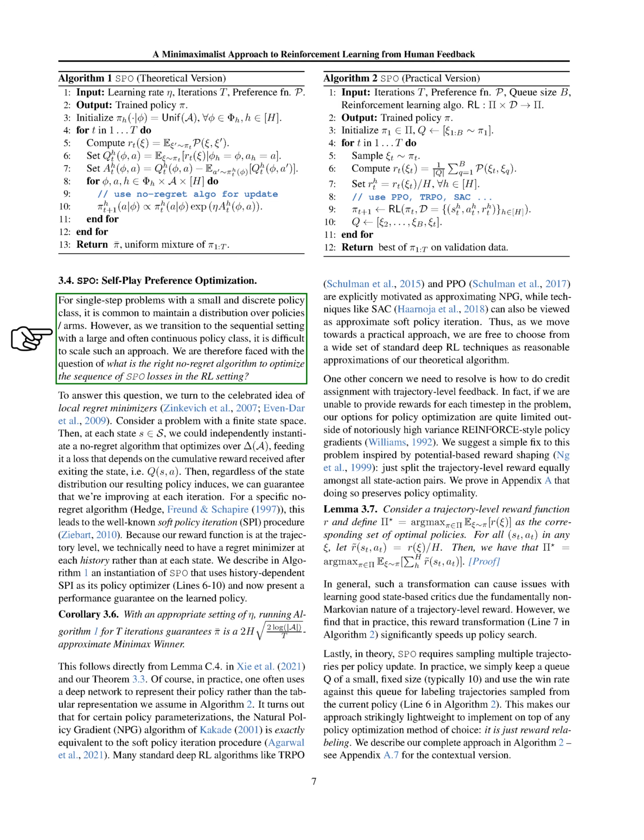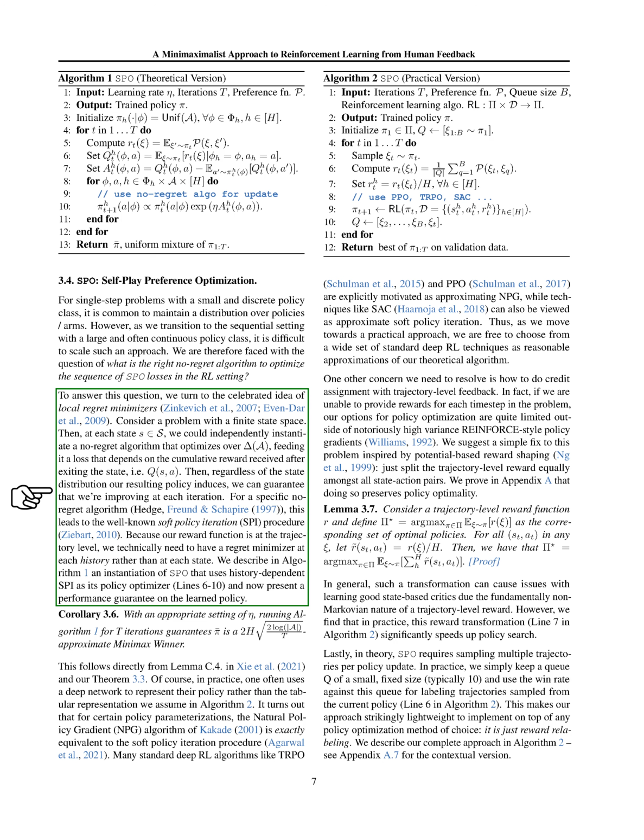To solve this, we use the concept of local regret minimizers. Imagine a problem with a finite number of states. At each state, we can independently use a no-regret algorithm that optimizes over a certain parameter, feeding it a loss that depends on the cumulative reward received after leaving the state. This way, no matter the state distribution our policy results in, we can ensure that we're improving at each iteration.